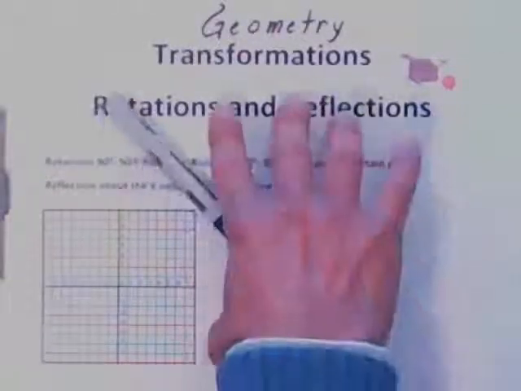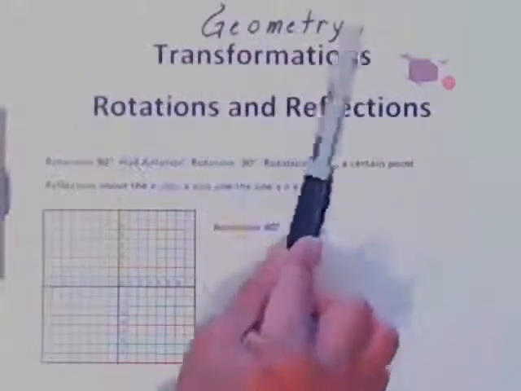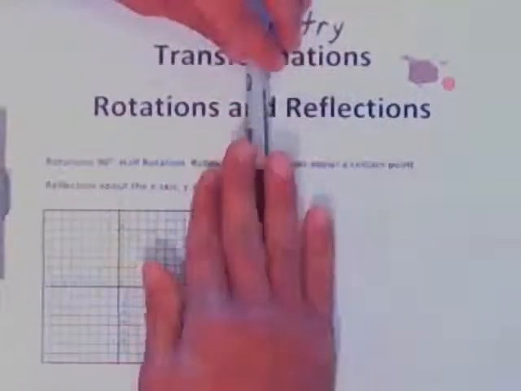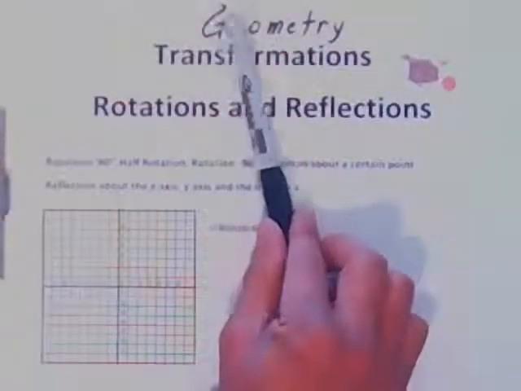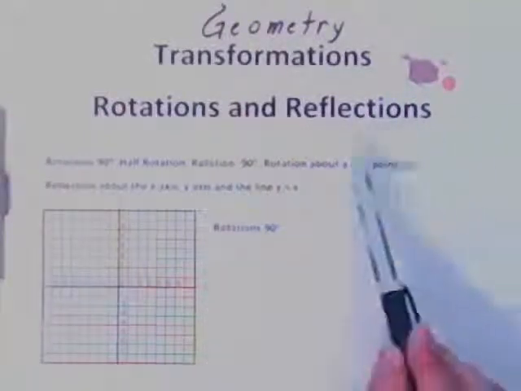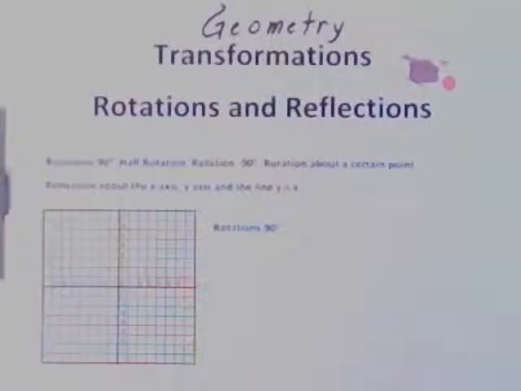There are three types of transformations involved. One is rotation, where you're actually moving things around from here to here like this. That's called rotation. A reflection is something that gets reflected or mirrored. And then a glide or slide, they call it translation. I'm not going to be doing a lot of translation right now.